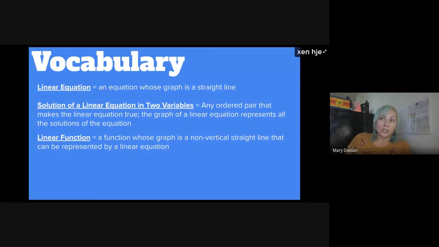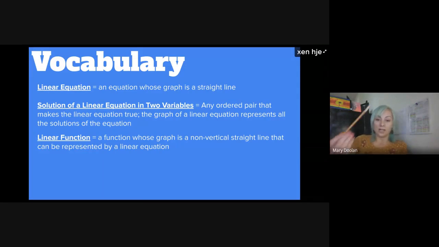Another definition is solution of a linear equation in 2 variables: any ordered pair that makes a linear equation true. The graph of a linear equation represents all the solutions of the equation. And then linear function: a function whose graph is a non-vertical straight line that can be represented by a linear equation. So linear equations and linear functions are very similar. All linear functions are linear equations, but not all linear equations are linear functions.